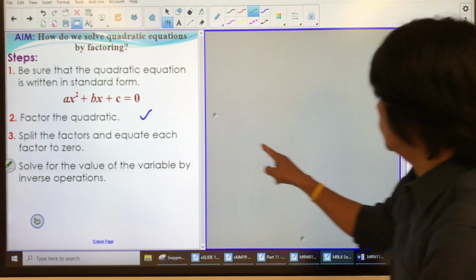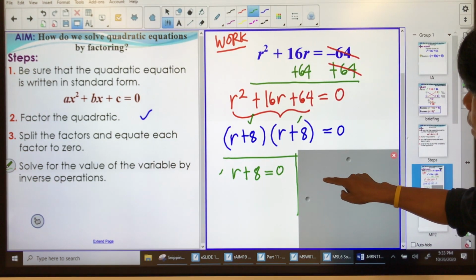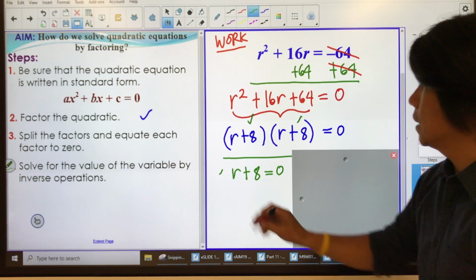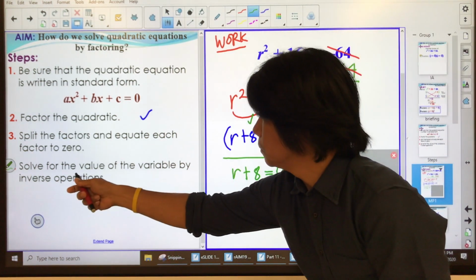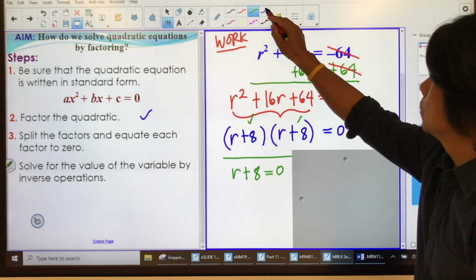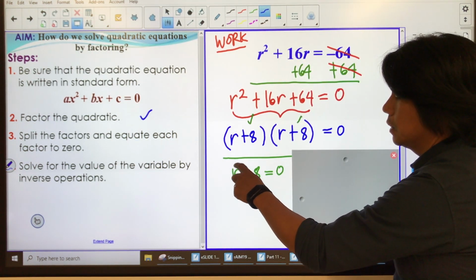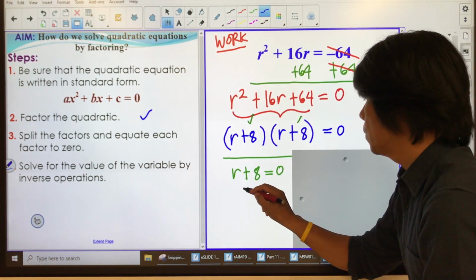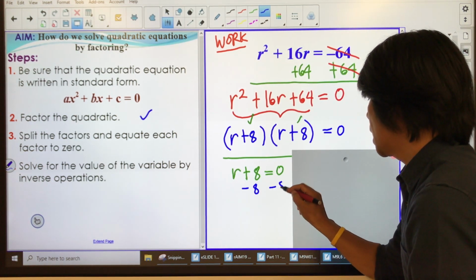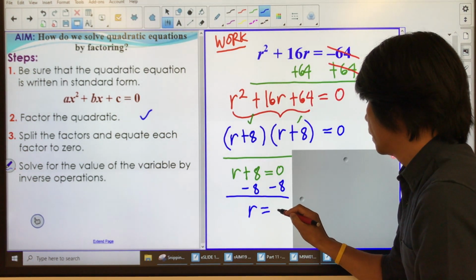Now, let's solve each one of them, one factor at a time. And it says, solve for the value of the variable by inverse operations. What does it mean? We need to isolate the variable. In this case, it's r. So take away 8 from both sides. So r is equal to negative 8.